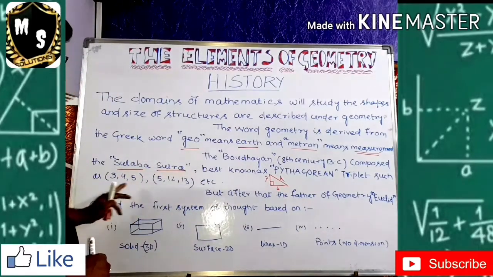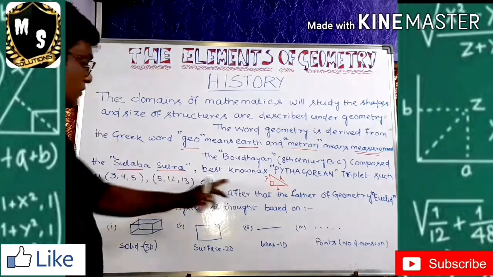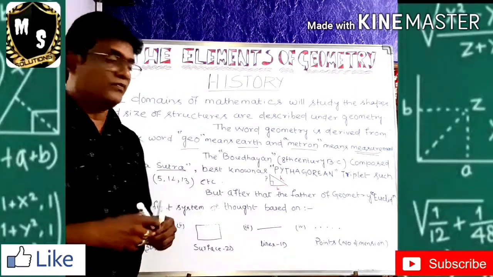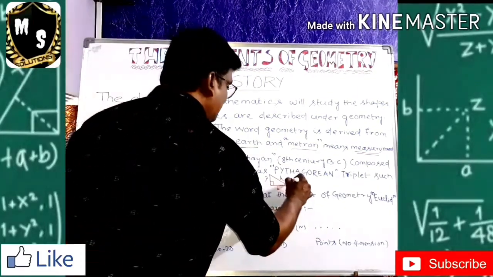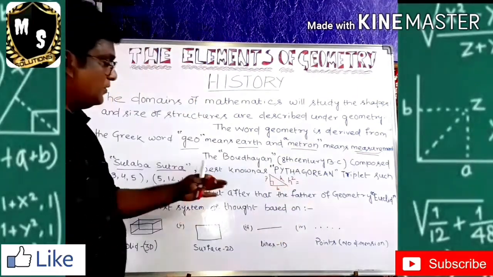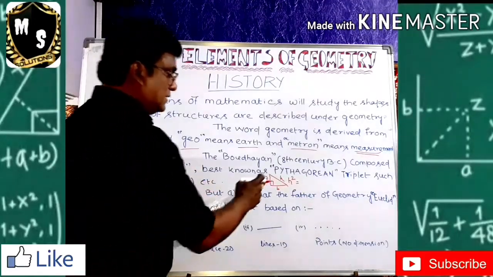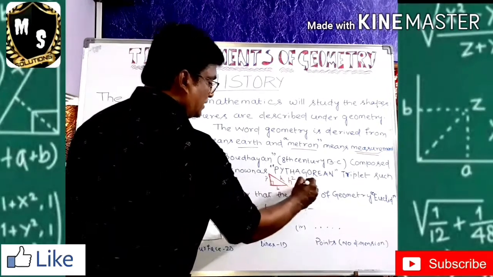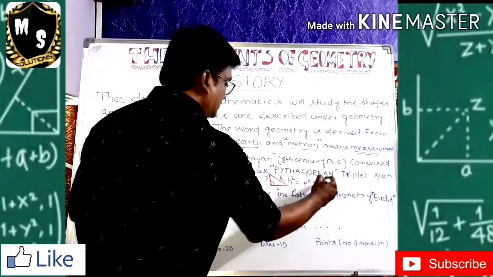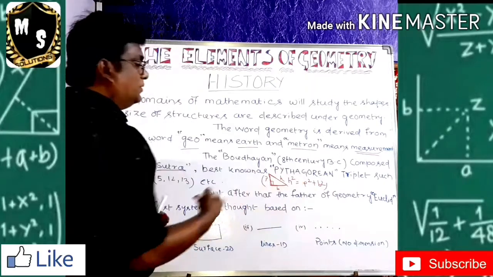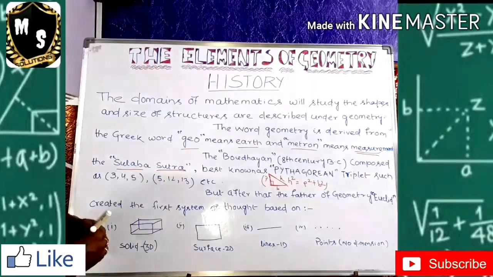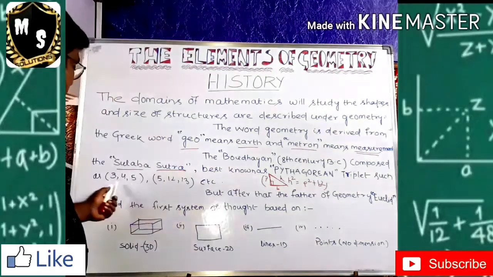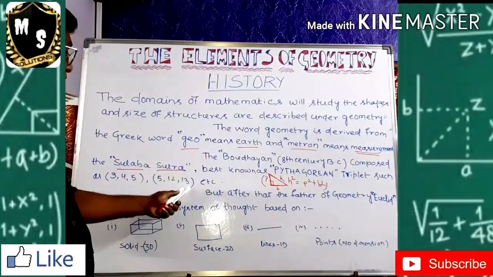That means if one side is 3 and another side is 4, he is able to find the largest side by applying his theorem. What is the theorem? I am writing it here for your knowledge: the largest side square, H square, is equal to the perpendicular square plus the base square. This is called the Pythagorean theorem. According to that, he gave the Pythagorean triplets. He already discovered some triplets, 3, 4, 5 and 5, 12, 13.